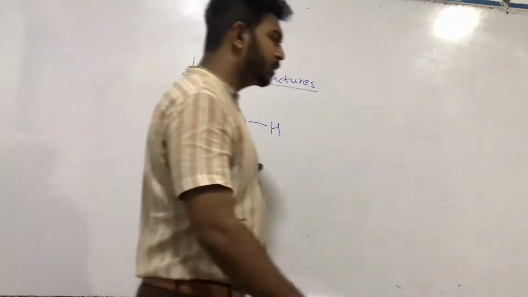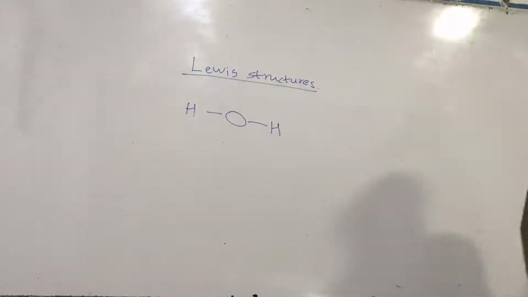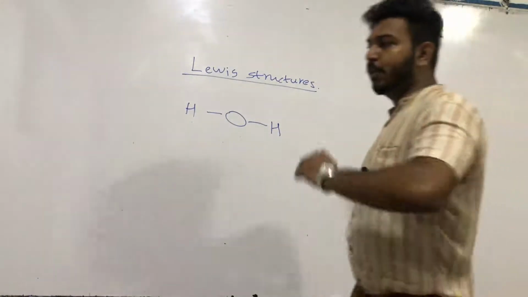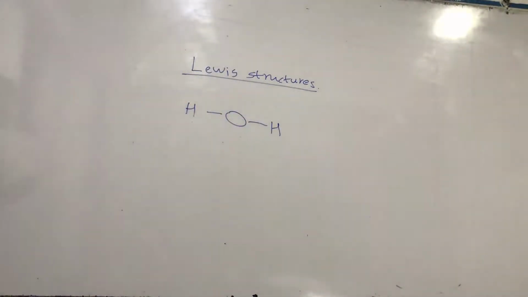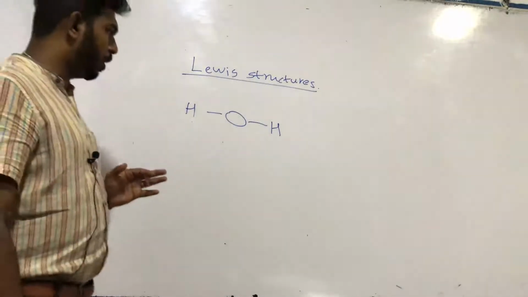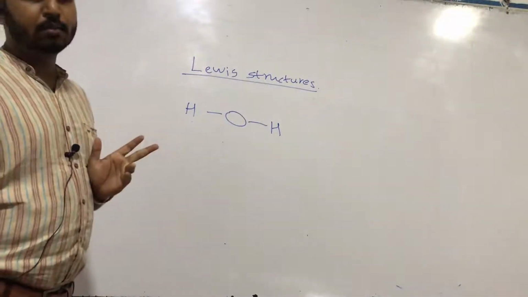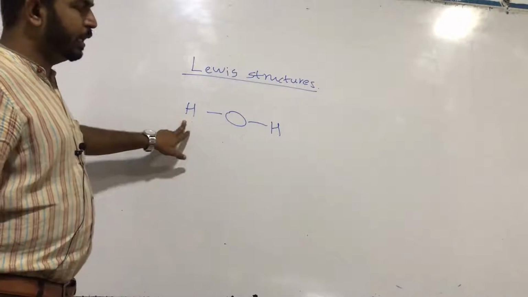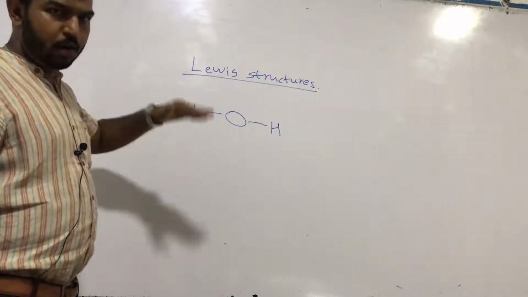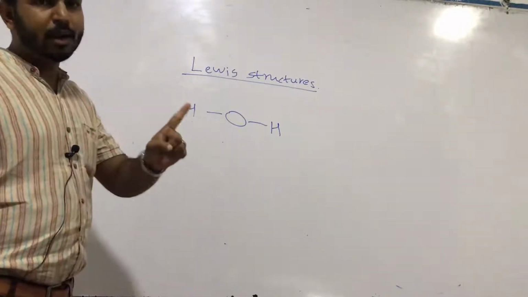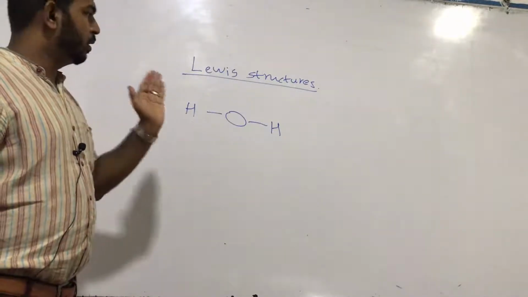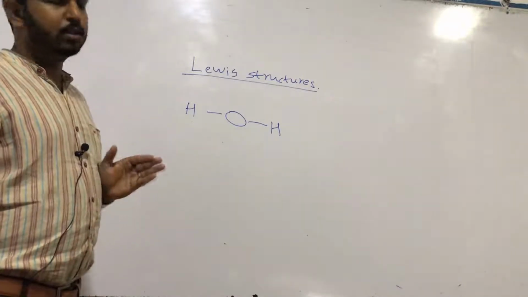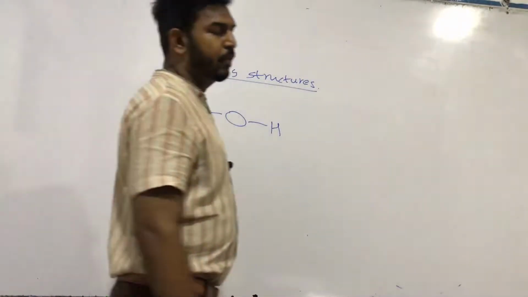So why did I select the oxygen atom? We should select the most electropositive atom, but it should also be able to form more than one bond. Although the electronegativity of hydrogen is very low, it can only form one bond. That's why we haven't made it the central atom. So we made oxygen the central atom.